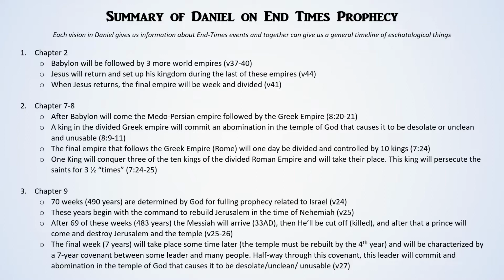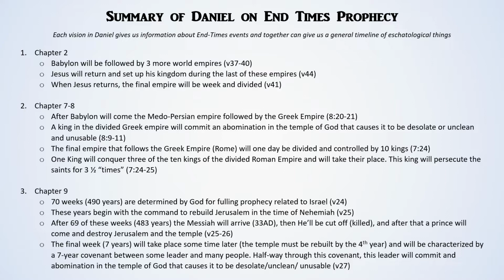Then, the final week, or the final 7 years of this prophecy, will take place sometime later, sometime after the temple is destroyed, because in this final week, the temple has to be rebuilt. It's not 7 weeks, but these final 7 years, this final week.